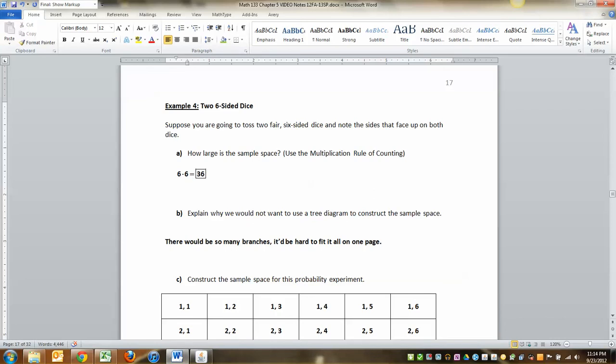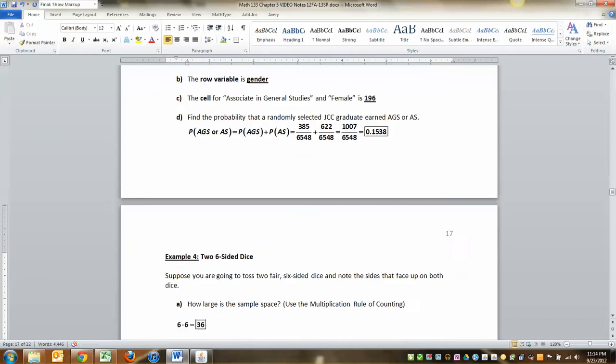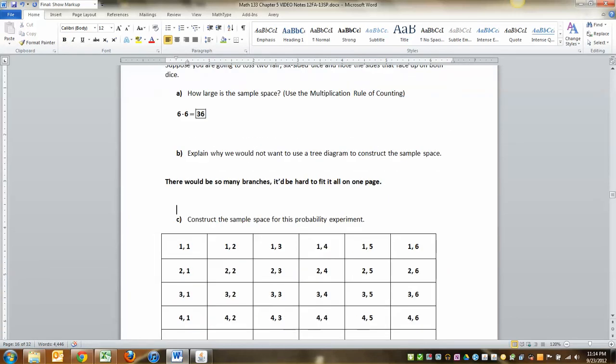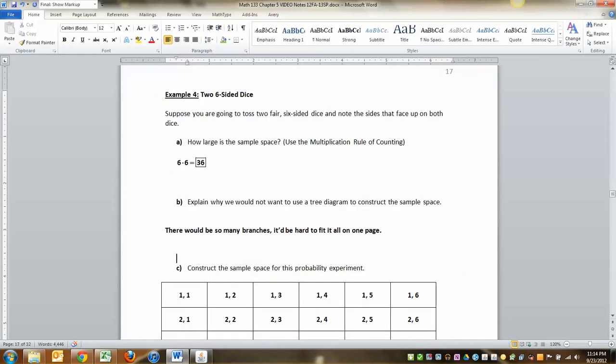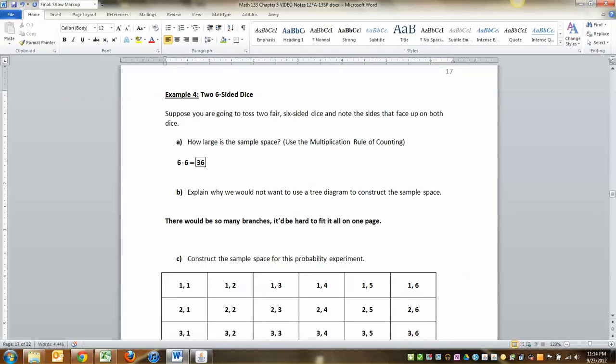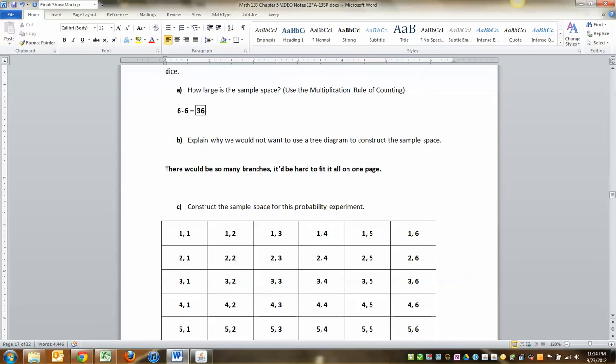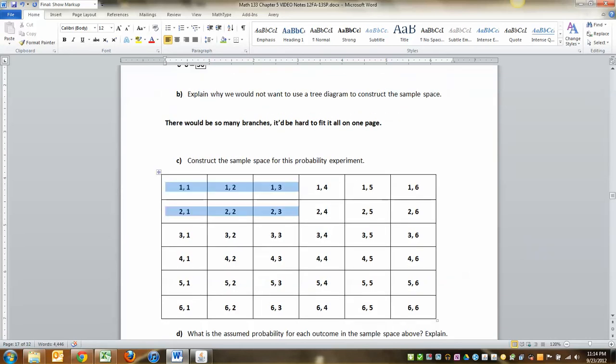So why would we not want to make a tree diagram for this? Well, it's because there'd be so many branches it'd be hard to fit on a page, right? I mean, the tree diagram stuff we learned in 5.1 is great for small sample spaces. It kind of helps organize your thoughts. But for big sample spaces, it's just kind of cumbersome. Okay. All right, so construct the sample space, and I did right here.